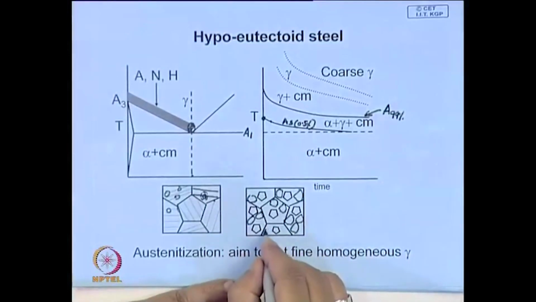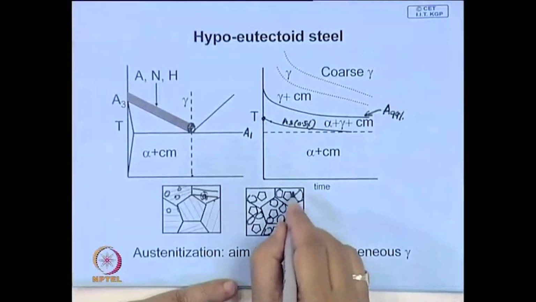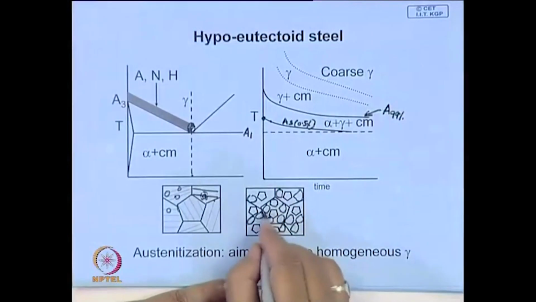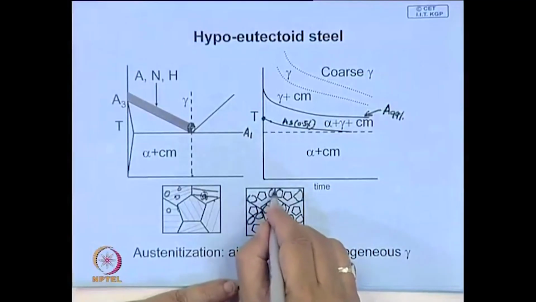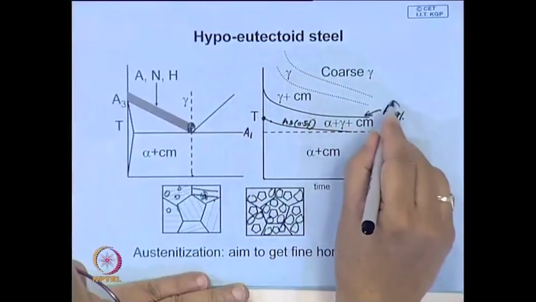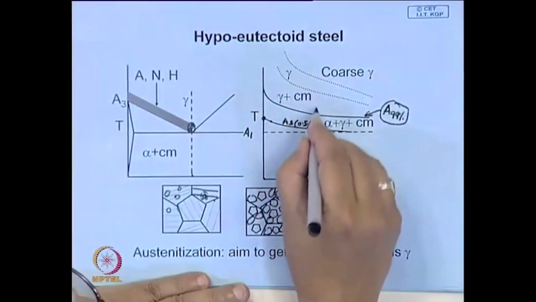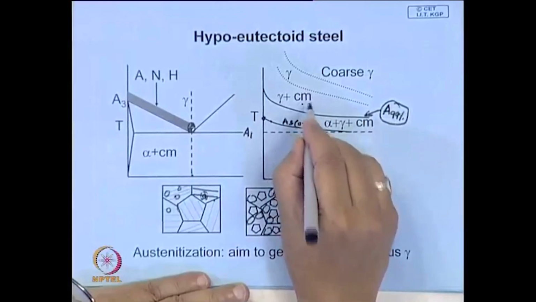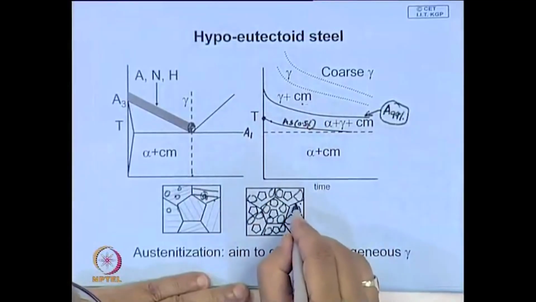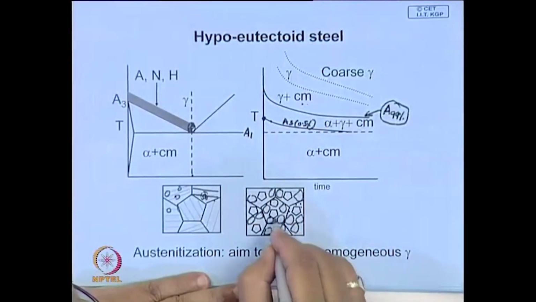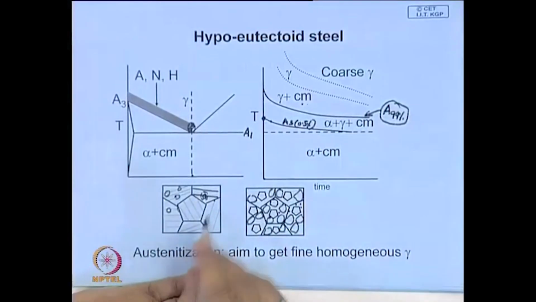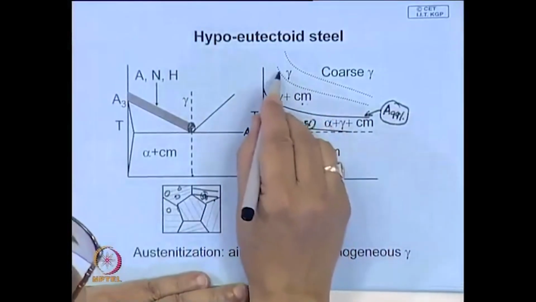You can get very fine austenite grains. But it is not enough to convert this; you have to see that this austenite is homogeneous. For that you have to allow time. So, even after all the ferrite is gone, you may still be left with some amount of cementite particles undissolved, which you have to allow still more time to dissolve in austenite.